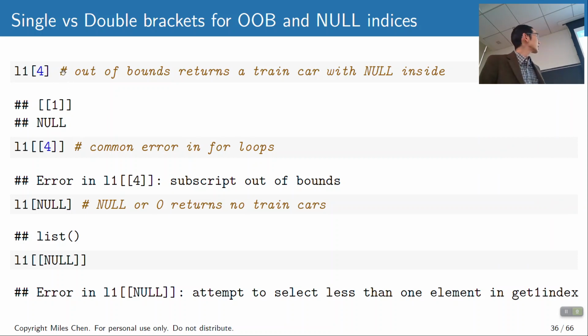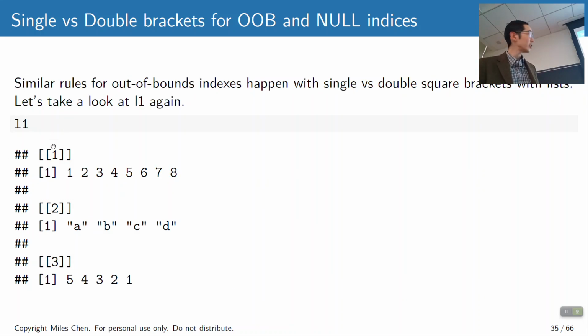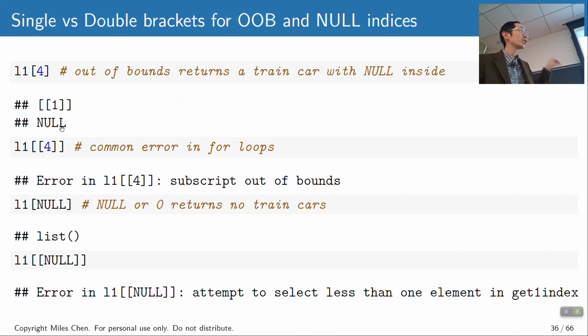So if you give it an out of bounds index and you use single square brackets, you're going to get back a train with null. That's basically your empty train with no cars. Here, if you do double square brackets with 4, you're going to get subscript out of bounds. This is a common thing when you're trying to use a loop and you end up out of bounds. If you give back a list with null, you get back an empty list. And here, if you do list with double square bracket null, you get back an error message.